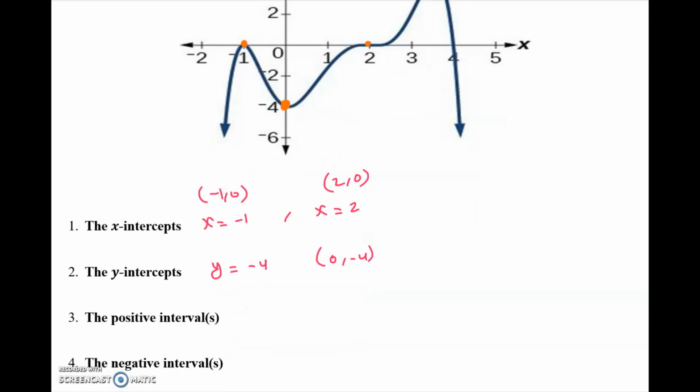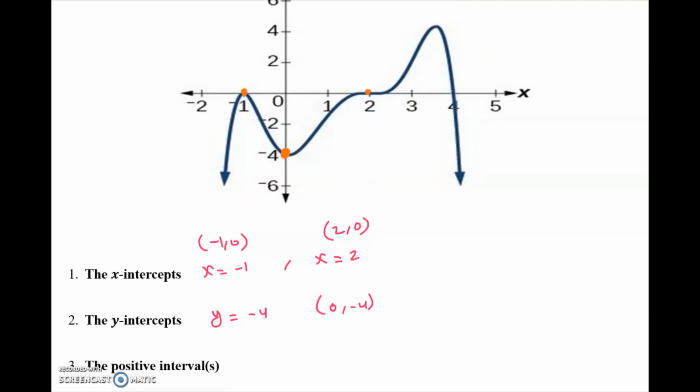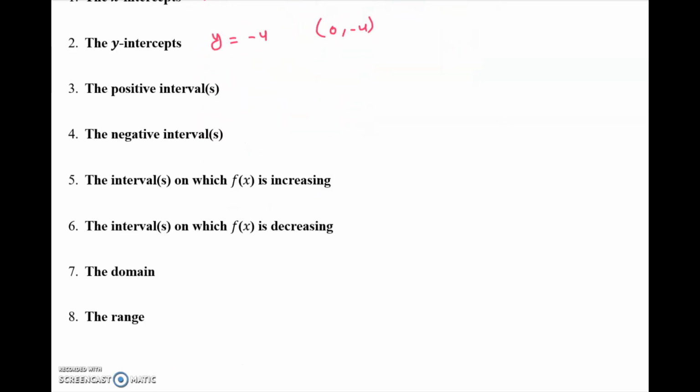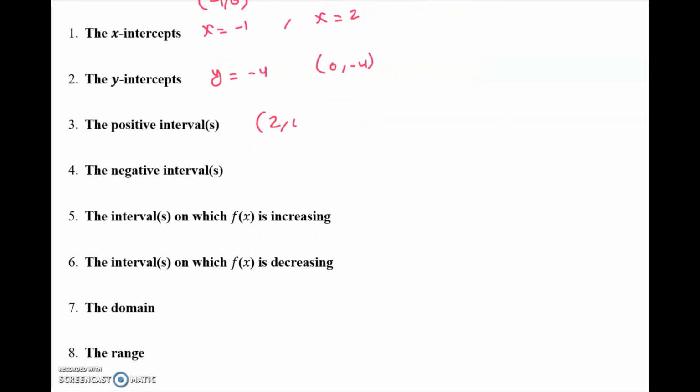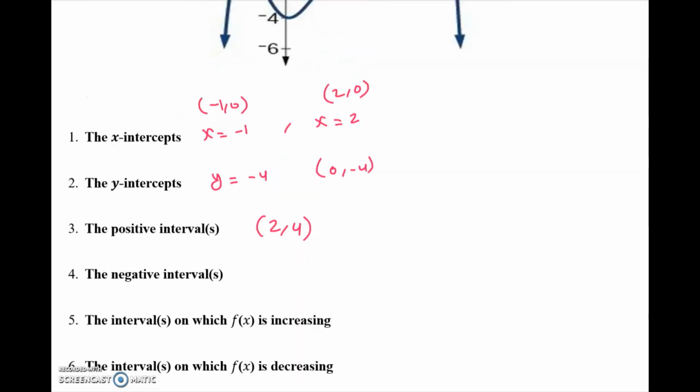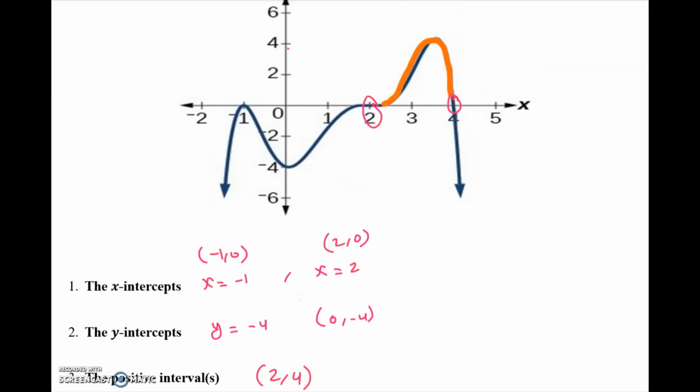Now we are going to look at the positive intervals and negative intervals. So look at the positive and negative intervals, you are going to look at the parts of the function that is above the x-axis. This part only above the x-axis. The rest is below. So I can start with the part that is above the x-axis from 2 to 4. Okay? So that's the positive from 2. I'm going to keep it again open interval because these points are x-intercepts.